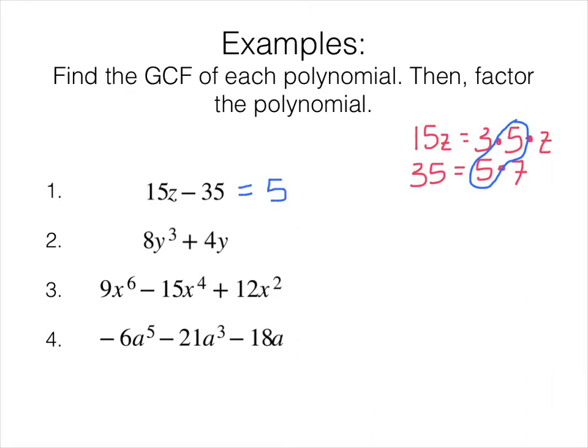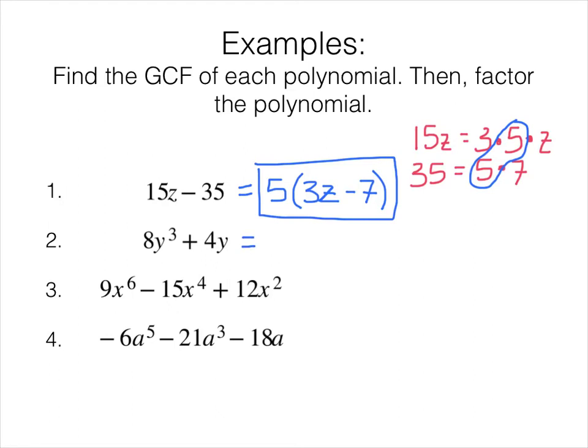So we leave the 5 out front. And what we're doing is we're saying, all right, what's 15z divided by 5? 15z divided by 5 leaves me 3z. And that's what goes here. Oh, cross my z. All right, 35, divide off the 5. So minus 35 divided by 5 would leave me a minus 7. And we have factored that polynomial. And that's your answer. So you're going to do the same thing all the way down.